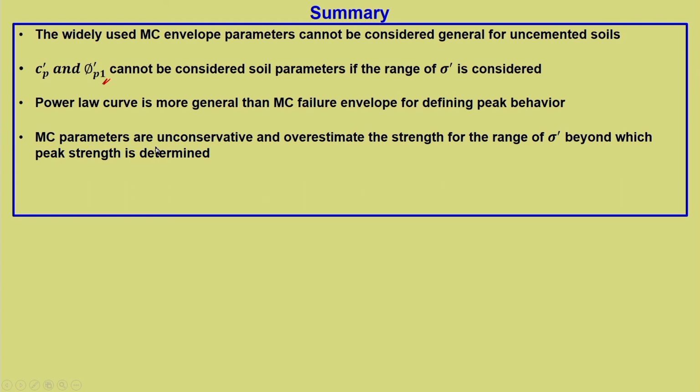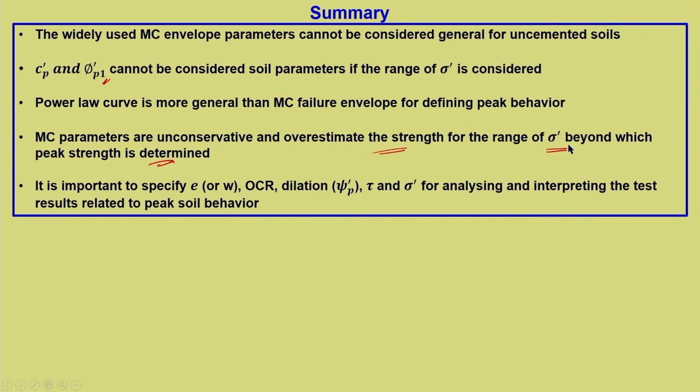So, Mohr Coulomb parameters are unconservative and overestimate the strength for the range of sigma dash beyond which the peak strength is determined. So long as it remains within the range, it is fine. So, it is important to specify the state parameter E, OCR, the dilation angle, tau and sigma dash for analyzing and interpreting the test results related to peak soil behavior.